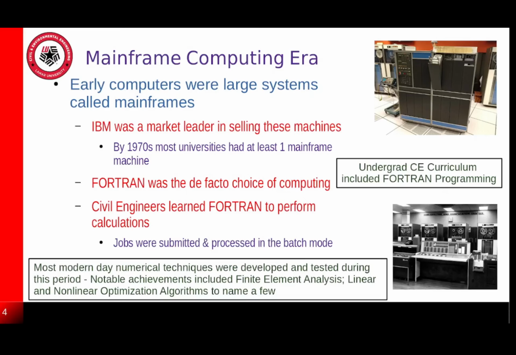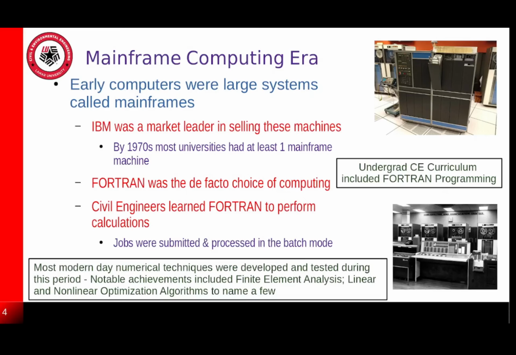If you wanted to do scientific computing on a mainframe computer, you had to use a programming language called Fortran, which stood for formula translation. Civil engineers had to learn Fortran to perform calculations using these mainframe computers. So, needless to say, Fortran programming became part of the undergraduate civil engineering curriculum, and typically, computer science departments offered a course in Fortran programming for engineers that civil engineers took and tried to use in their coursework.